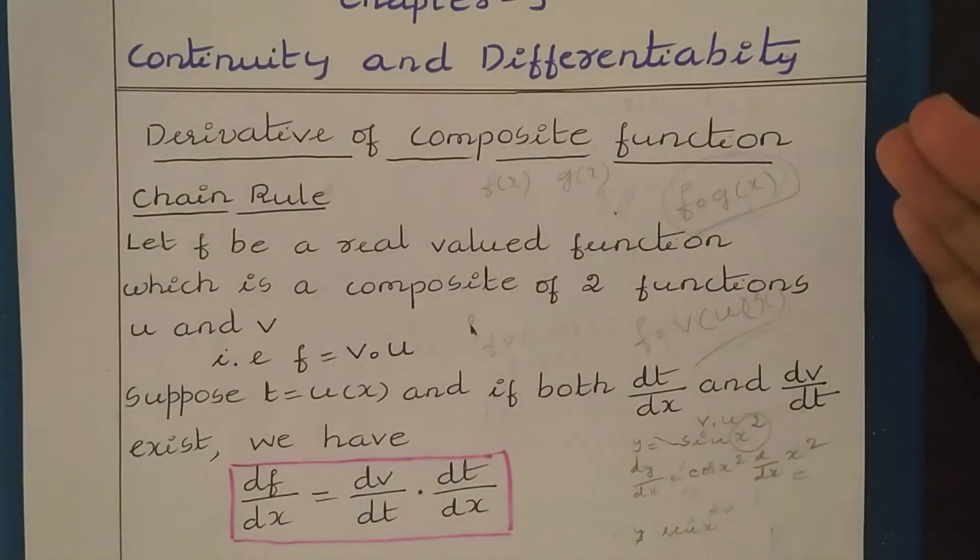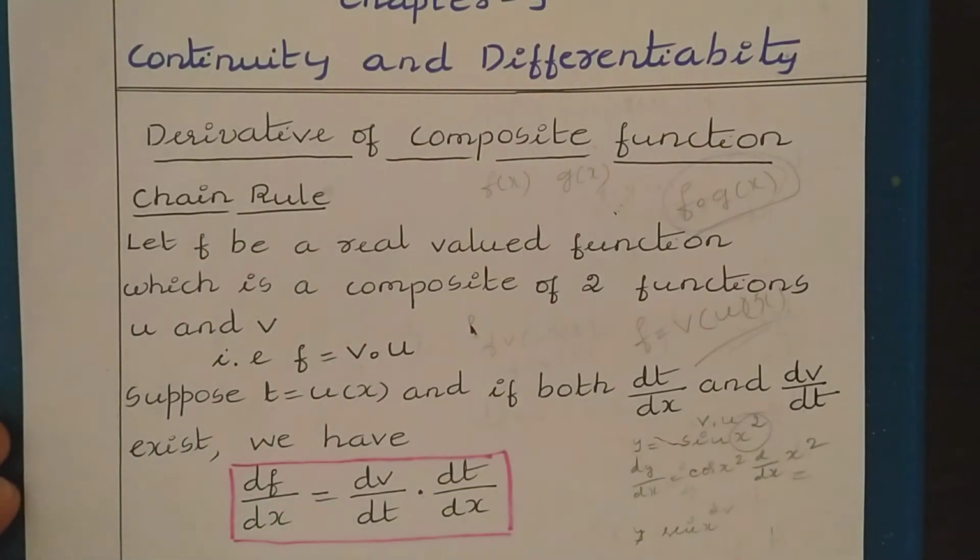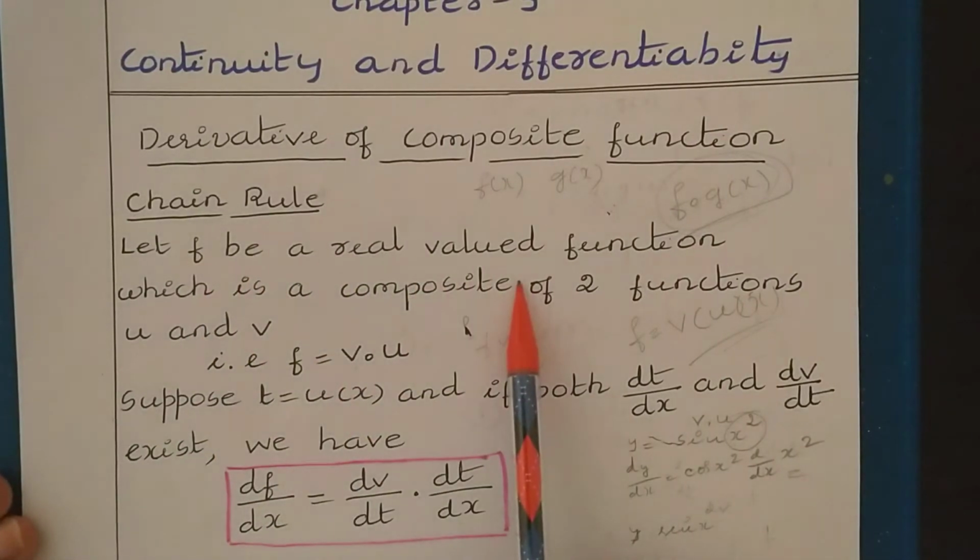So now let us see how to find the derivative of composite function. To find the derivative of composite function, we use here the chain rule. So what is the chain rule? To understand the chain rule, let us take a real valued function. So I have taken a real valued function f here. Real valued function means the domain and range of the function is a real number.